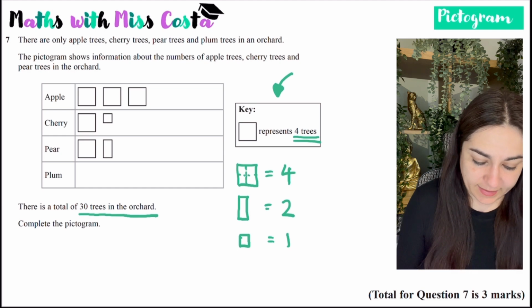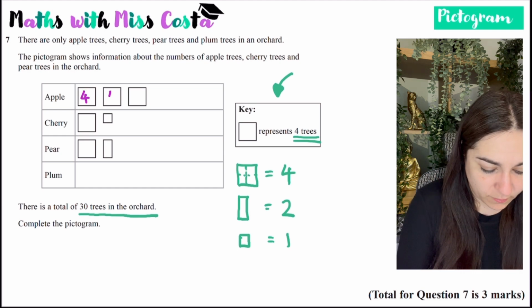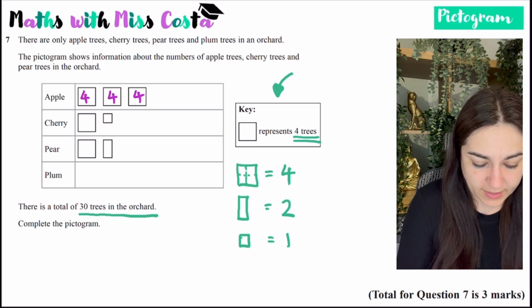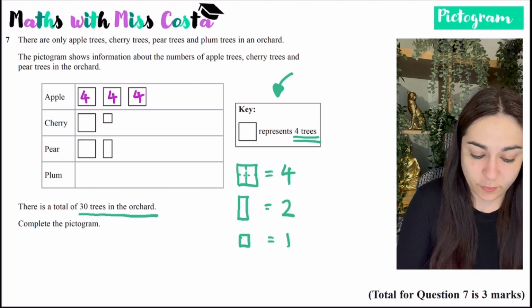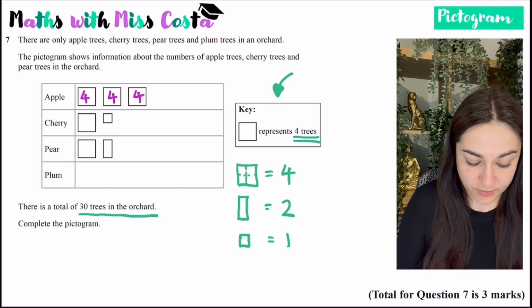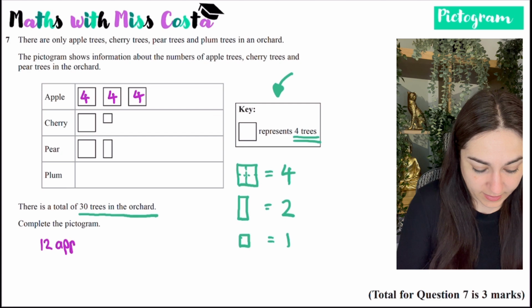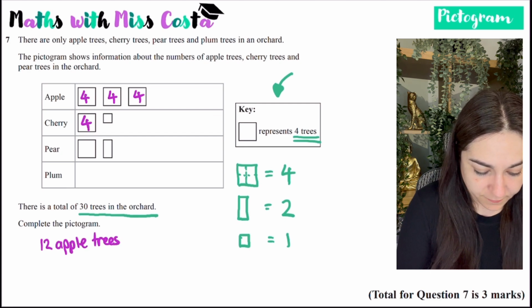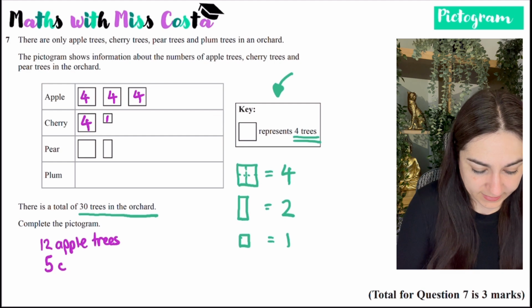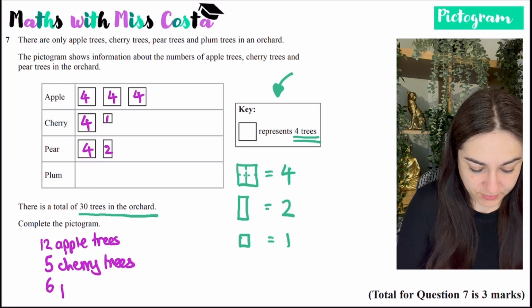So then I can start labeling what I already have. So I've got 4 here, 4 here, 4 there. So in total I have 4 plus 4, which is 8, plus 4, 12. So I have 12 apple trees. I have 4 here and 1 there. So I have 5 cherry trees. Then I've got 4, and this would be a 2. So that would be 6 pear trees.